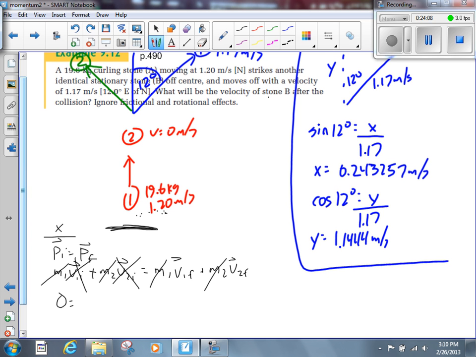V1F. Here's the deciding factor on whether you get this right or not. What's V1F? 1.17, 0.24, or 1.14? How much of that blue vector is on the x-axis, Dylan? 0.243. How many people agree with that? How many people see that?